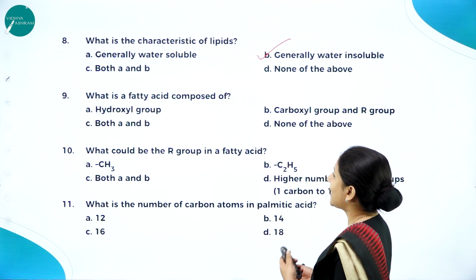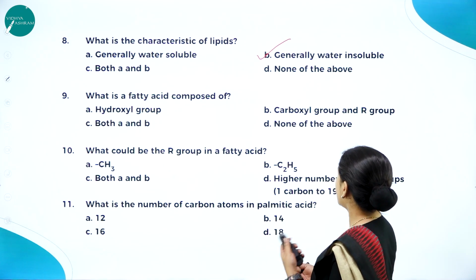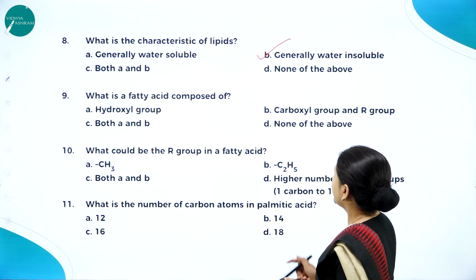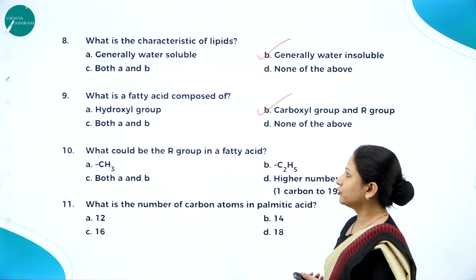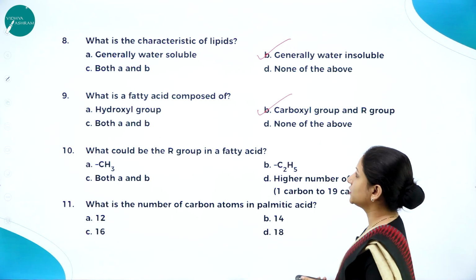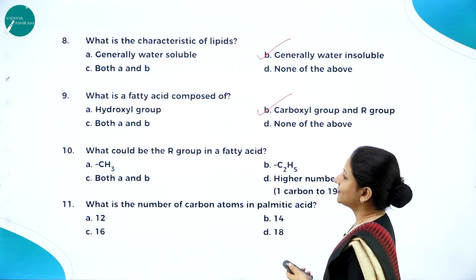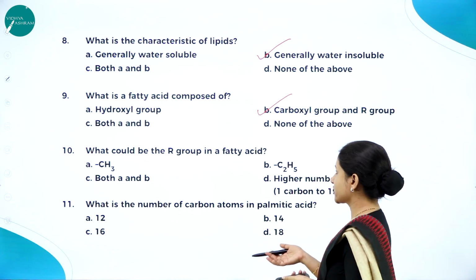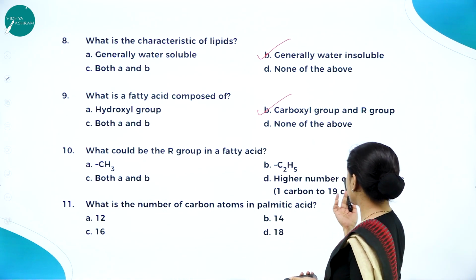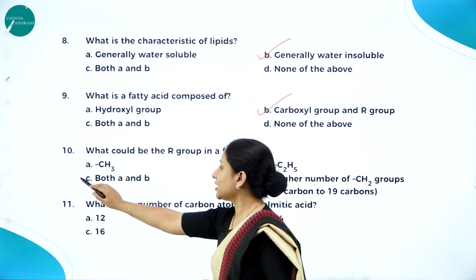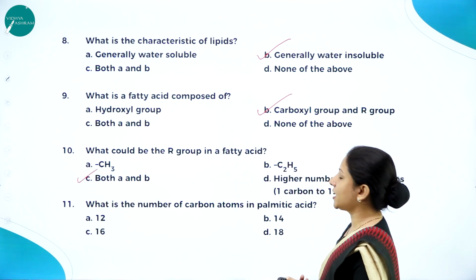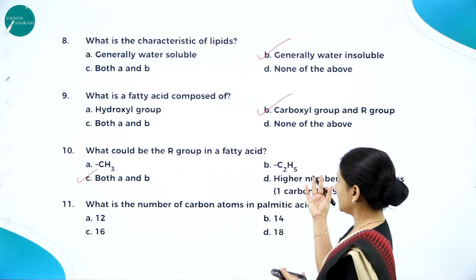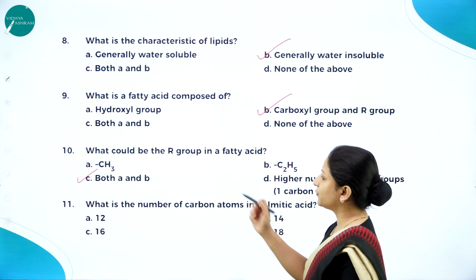Next, what is fatty acid composed of? Hydroxyl group, carboxyl group and R group, both A and B, none of the above. So it is carboxyl group and R group. Next question. What could be the R group in a fatty acid? It can be CH3 group, C2H5, both A and B or higher number of CH2 groups. It is both A and B, that is the R group can be a methyl or an ethyl, that is CH3 and C2H5. So therefore answer is both A and B.